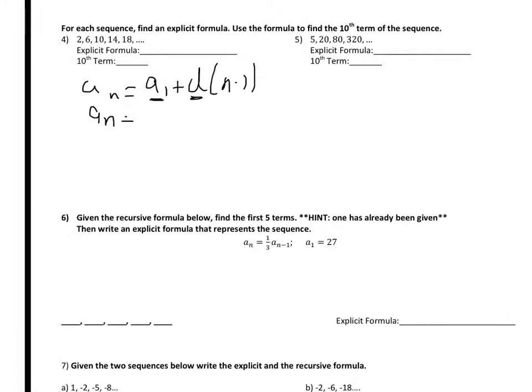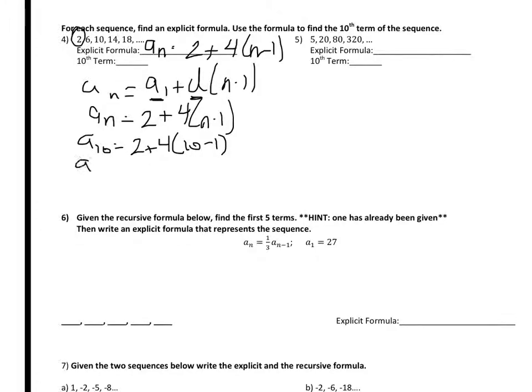Well, a sub 1 is clear because it's the first term given. And the common difference was we added 4 each time. And there's my explicit formula. Okay, and then it says find the 10th term. Well, n stands for term number, so I'm just going to plug 10 in for n.